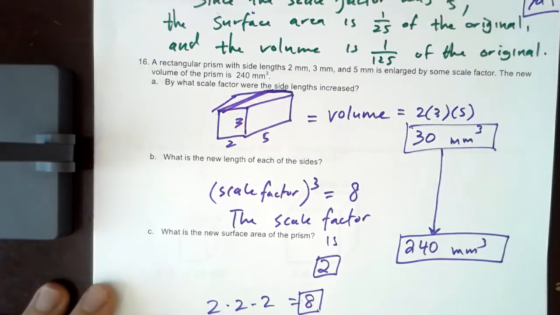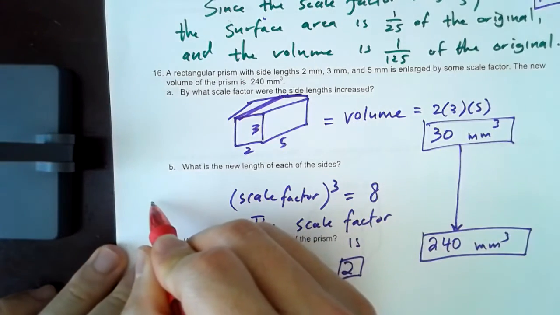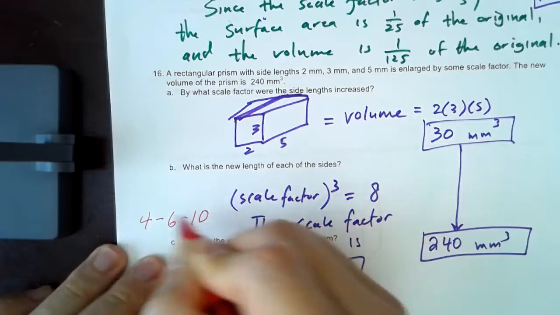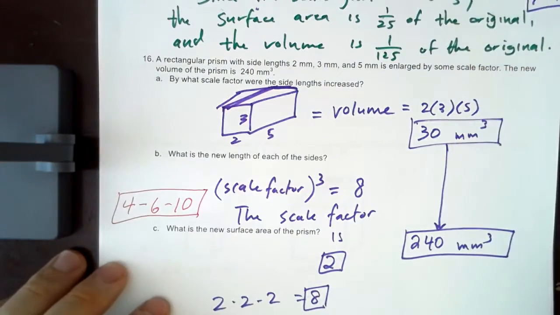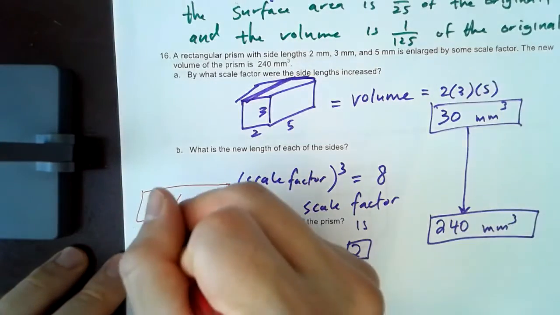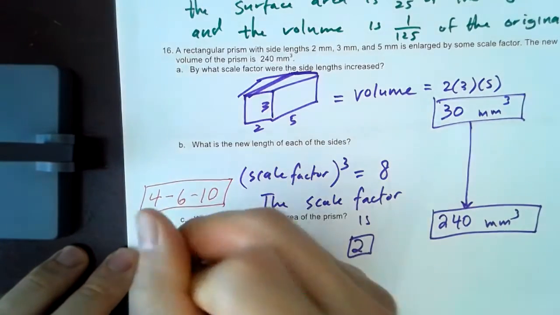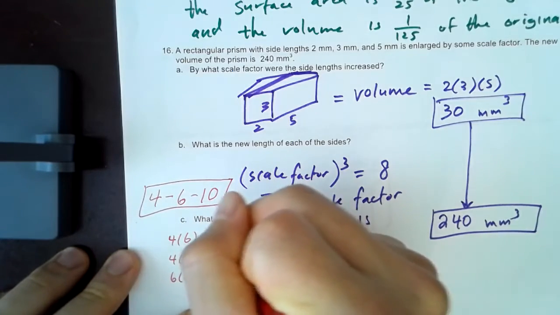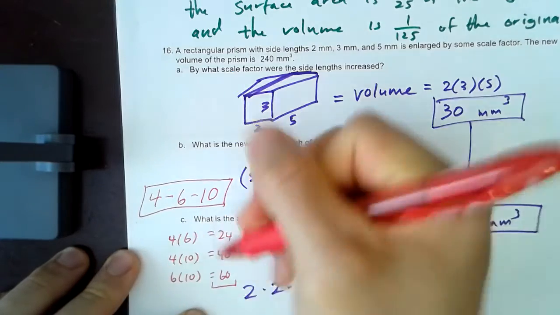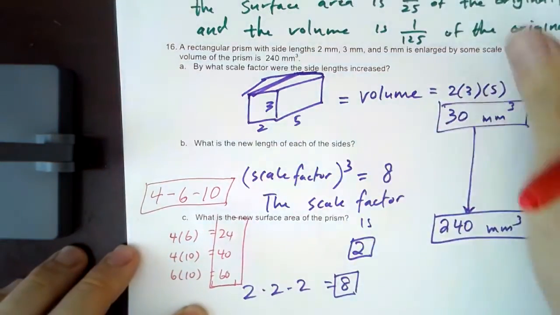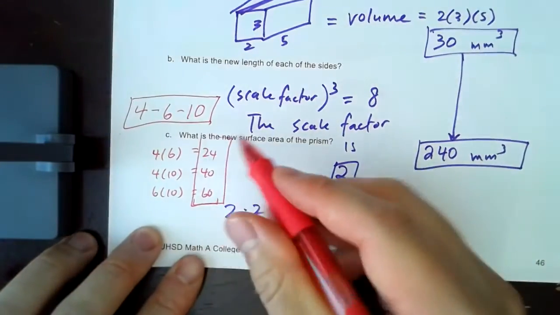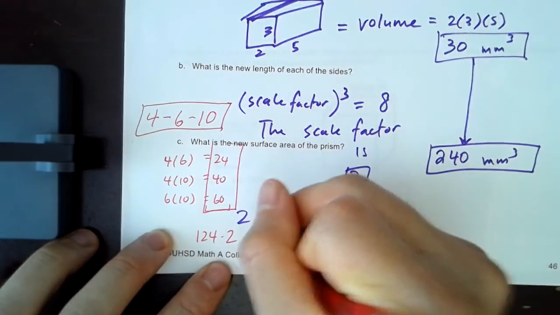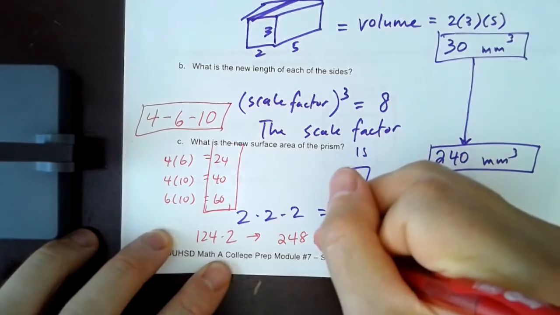So that means the length of the new sides should be 4 by 6 by 10. And if the length of the new sides is 4 by 6 by 10, what is the new surface area? Wow, so they're telling us to do surface area again. 4 times 6, 4 times 10, 6 times 10: 24, 40, 60. And then you add this all up, class, and you then multiply by 2. So you get 64 plus 60 is 124, times 2, which is 248 millimeters squared.